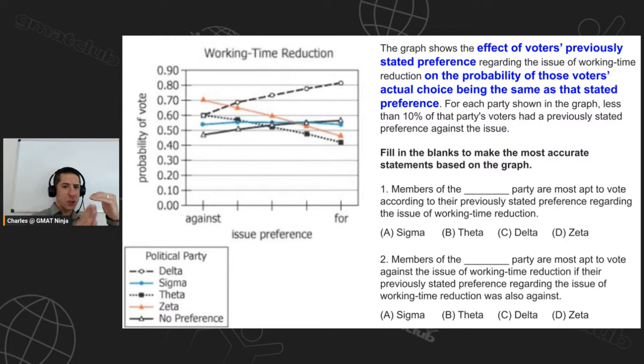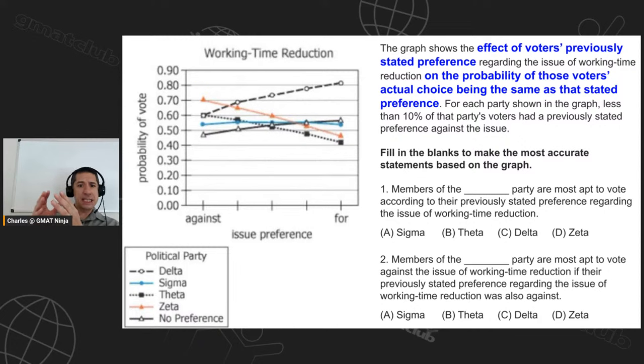So for example, if we look at the against, just that left little tick mark there on the x-axis, and you go up and you say, okay, well, whatever the highest one is, that's the kind of reddish-orange zeta party. So if their previously stated preference was against, 70% chance they'll vote the same way, they'll vote against. Far right side of the graph, so far right side of that x-axis, 4.